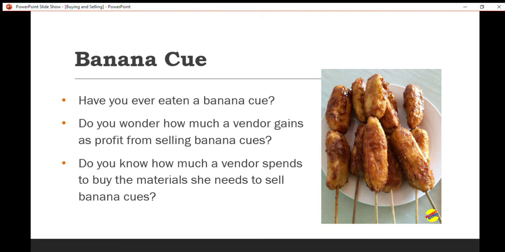And have you ever wondered how much a vendor gains from selling banana cues? And do you actually know how much a vendor has to spend before she can actually make and sell banana cues? Okay, so we'll try to cover that today. Although the values that I'll be providing today are only estimations, they are not actual values from an actual seller because you know that the cost of materials changes over time.